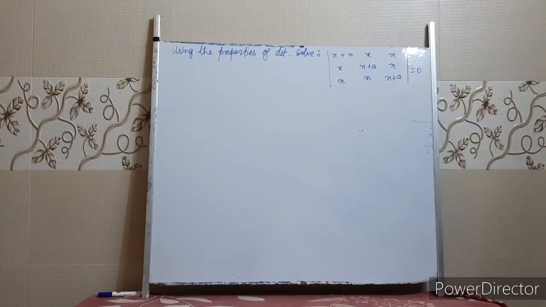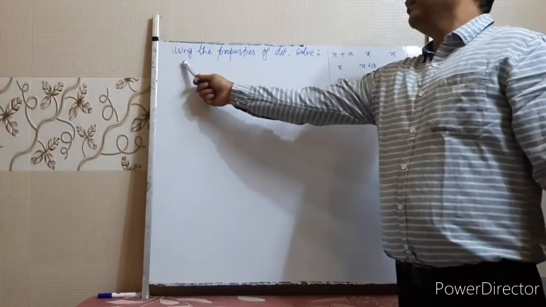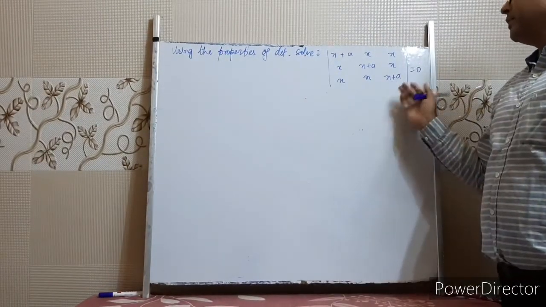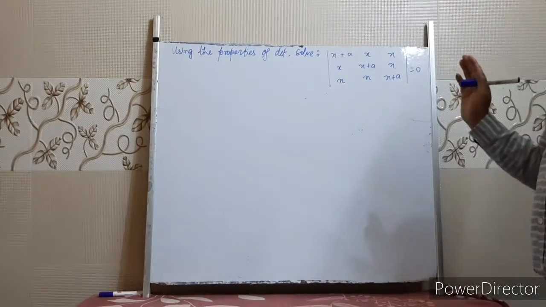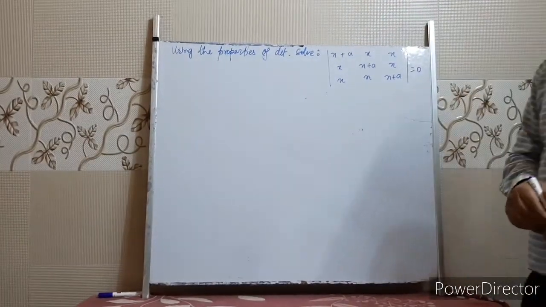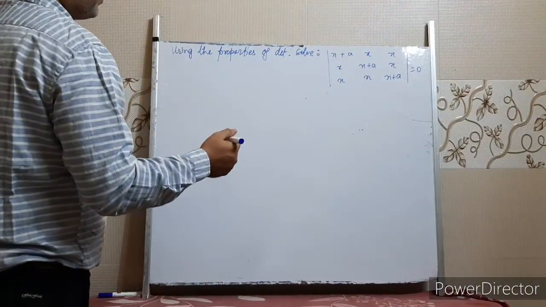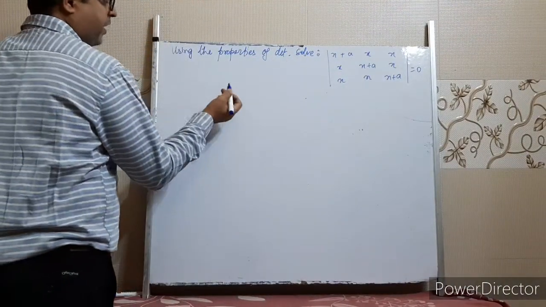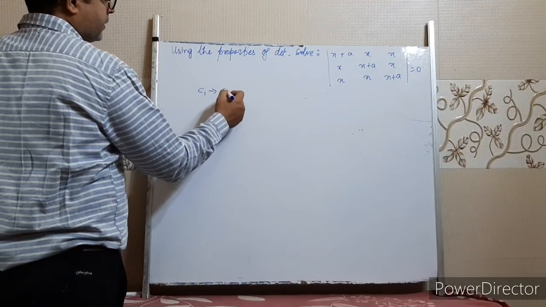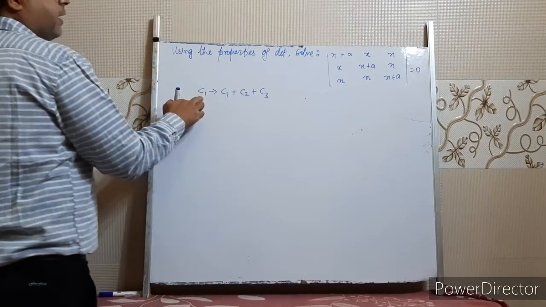Moving towards the next sum. The question is, using the properties of determinant, solve this determinant, which is equal to 0. That means we have to find the value of x here by using properties of determinant, right? Let's see how. We can add or subtract any row or column; that will not affect the value of the determinant. So what we are going to do, I am adding C1, C2 and C3, and writing the result in C1.